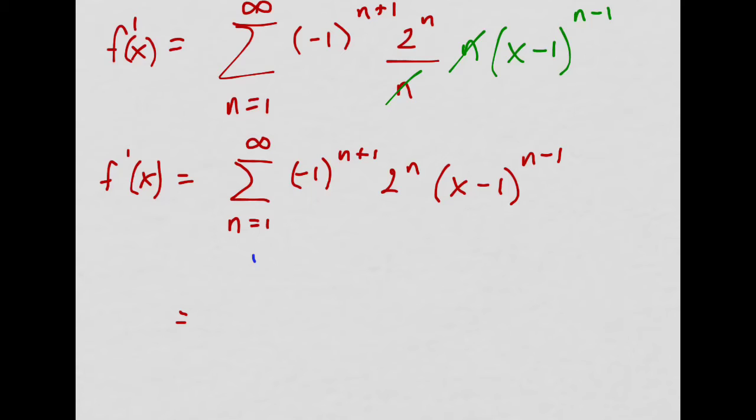So I plug in 1 here, and I get negative 1 squared. So that goes away. And then 2 to the 1, that's just 2. And then if I plug in 1 for this part, I get 1 minus 1 is 0, x minus 1 to the 0 power is just 1. So the first term is 2.